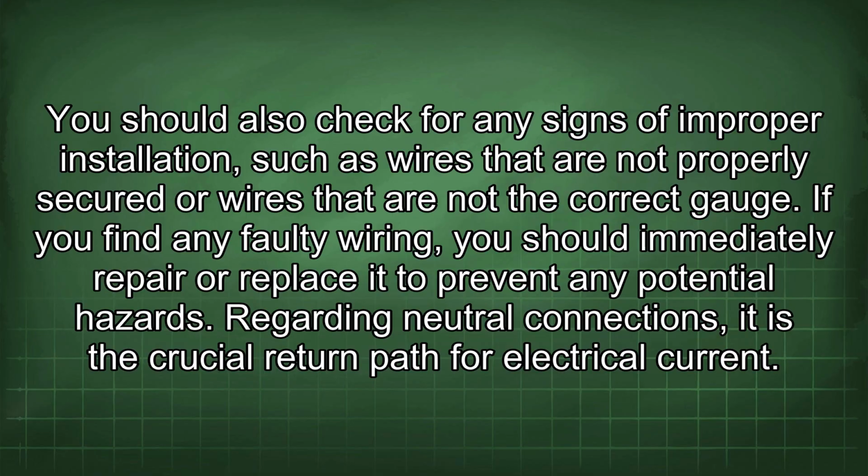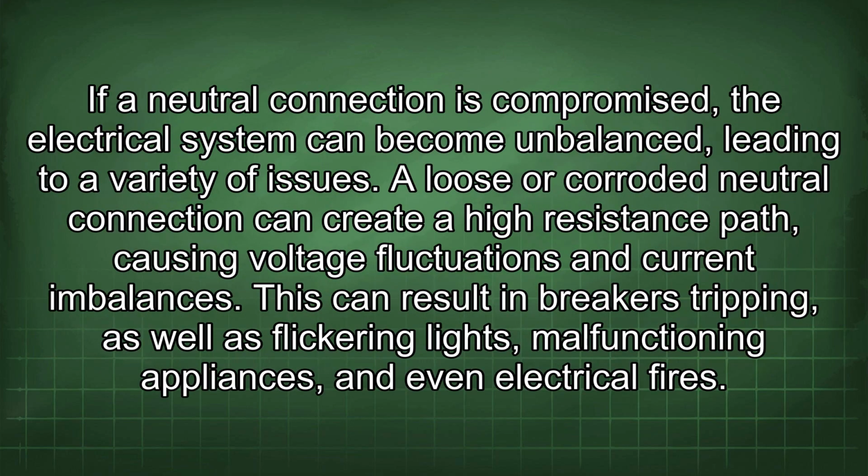Regarding neutral connections, it is the crucial return path for electrical current. If a neutral connection is compromised, the electrical system can become unbalanced, leading to a variety of issues. A loose or corroded neutral connection can create a high resistance path, causing voltage fluctuations and current imbalances. This can result in breakers tripping, as well as flickering lights, malfunctioning appliances, and even electrical fires.